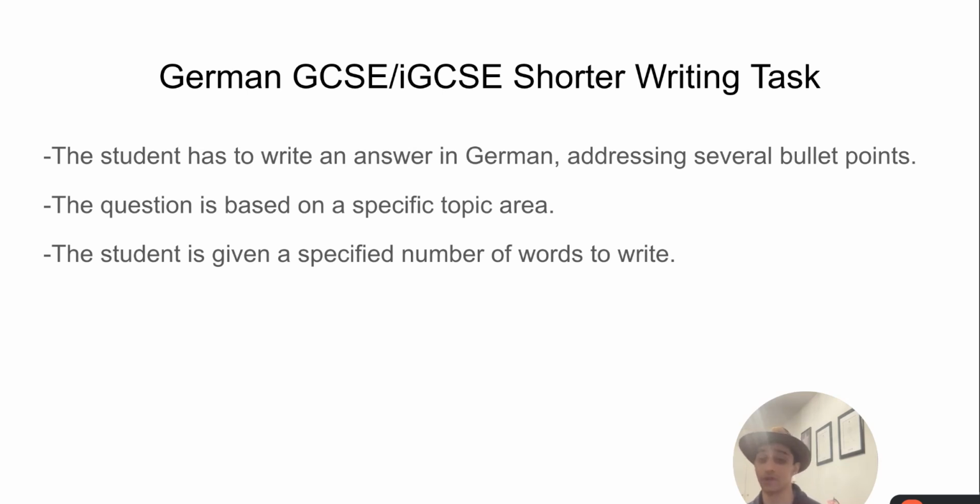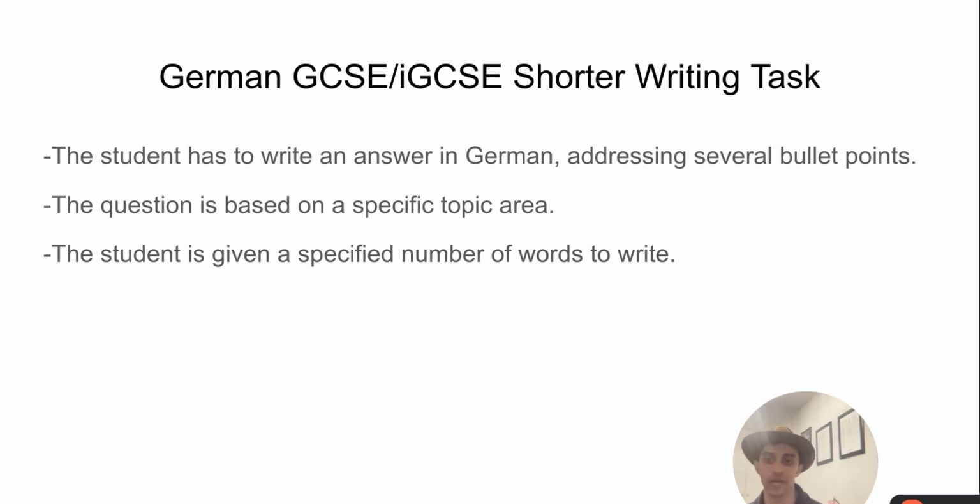The question itself: you'll often have a choice of different questions for the shorter writing task. Again, there's a little bit of variation from exam board to exam board, but you do often get a choice of different shorter writing tasks of which you would only have to answer one. The question would always be based on a specific topic area. So that could be, say, the environment, friends and family, school, daily routine, many other potential areas as well. If you want a full list of the topic areas for your exam board, then make sure to have a look at the website of your exam board too. That's not a bad idea at all for preparation.